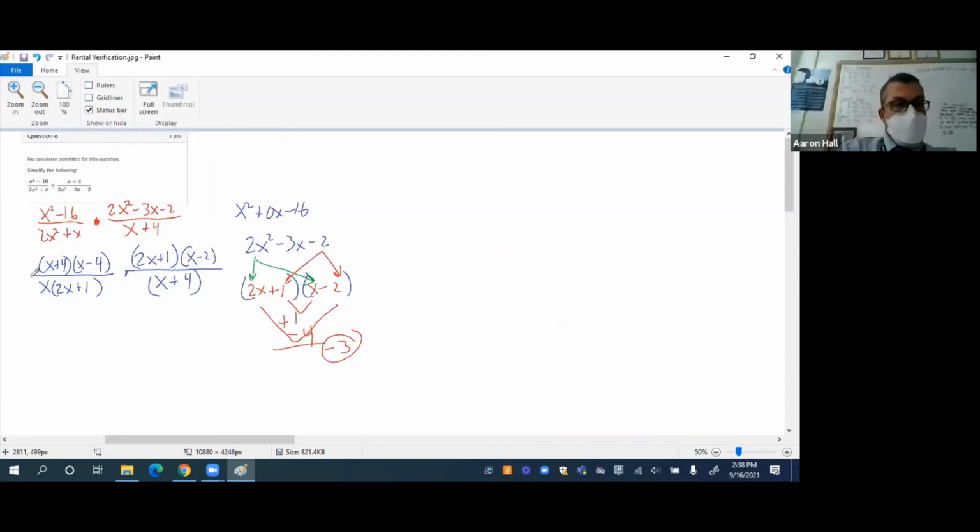Okay, x + 4 divided by x + 4, that's just one. 2x over 2x, that's also one. So what are we left with? We're left with (x - 4)(x - 2) over x, right?